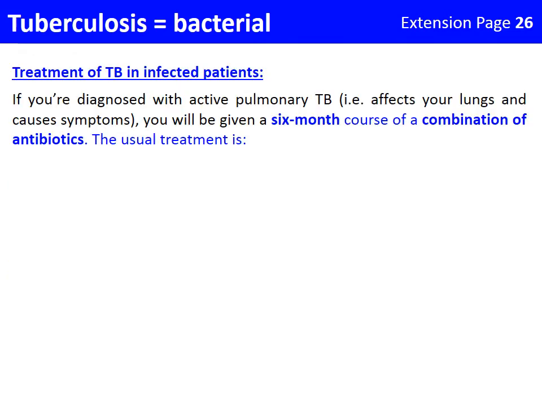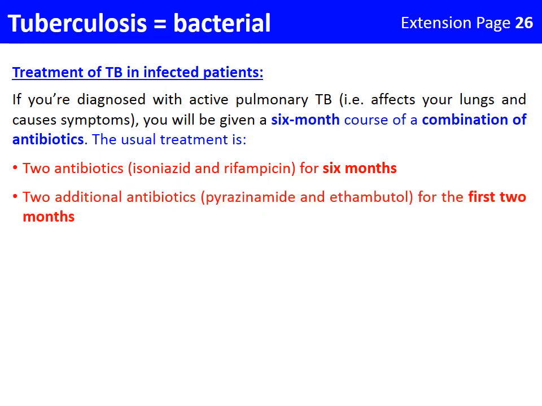So what would be the treatment for tuberculosis then? Well, we know it's caused by a pathogenic bacterium, so the treatment's going to be antibiotics. Now, the regular treatment is a 6-month course of antibiotics in combination therapy. So you'll be given 2 antibiotics for the 6 months, but for the first 2 months, you have an additional 2 antibiotics.